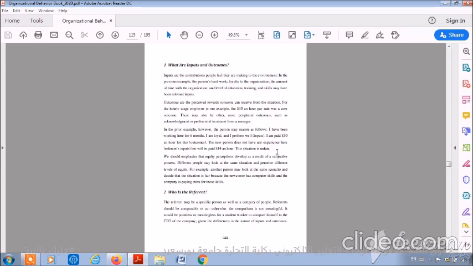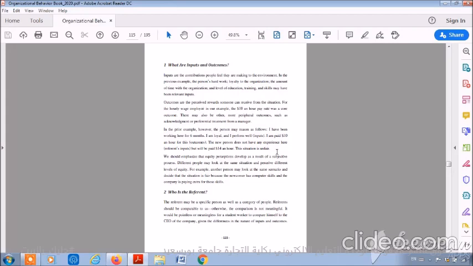Inputs are the contributions people feel they are making to the environment or to the organization. In our previous example, the person's hard work, loyalty to the organization, the amount of time with the organization, and level of education, training, and skills may have been relevant inputs. The outcomes are the perceived rewards someone can receive from the situation.